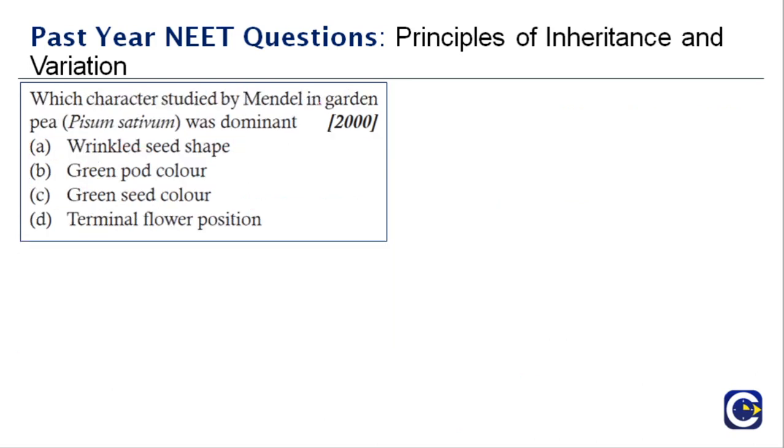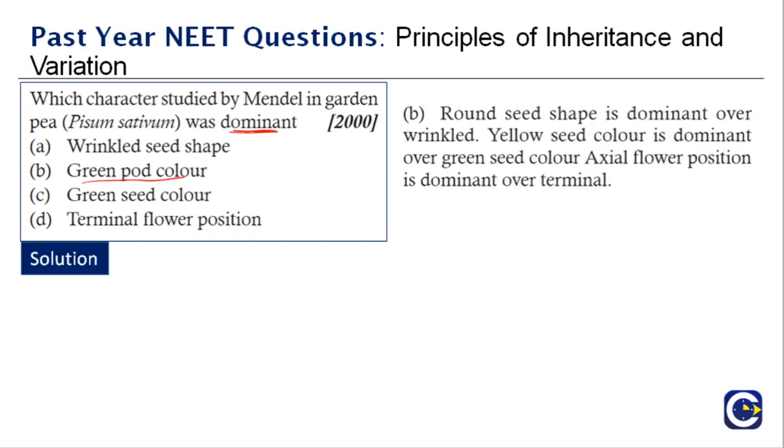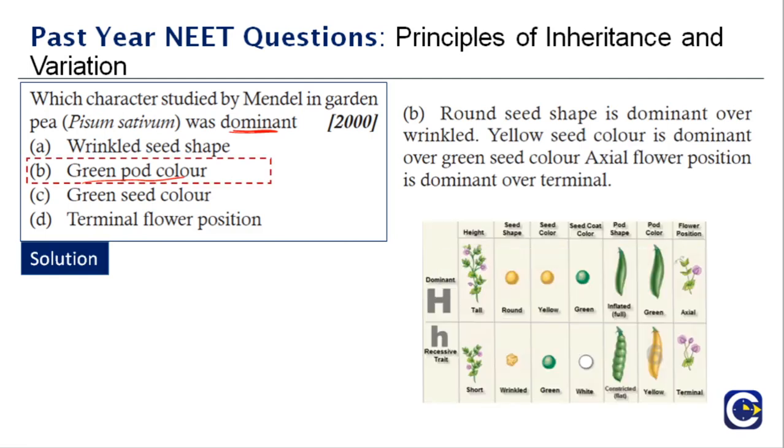Which character studied by Mendel in garden pea was dominant? Again, this is a very straightforward question. And if you have remembered the table that I have been telling you in the previous parts, then by now you know this. So which was the dominant? The dominant was green pod color and all the others are recessive. So the right answer is B, green pod color. And here again you have this table that you should really memorize very well because there can be direct questions which are very easy to answer.